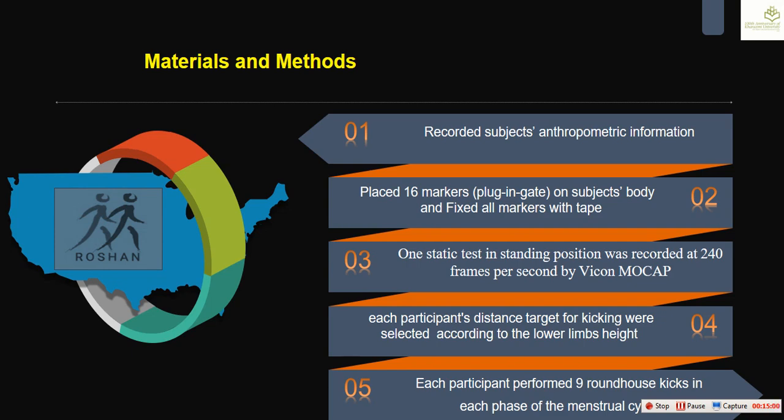After that, the distance target for kicking was selected for each participant according to their lower limb height, and during every presence of a participant in our laboratory, each participant performed 9 roundhouse kicks, and we captured the kinematic data from these 9 roundhouse kicks in each menstrual cycle phase.